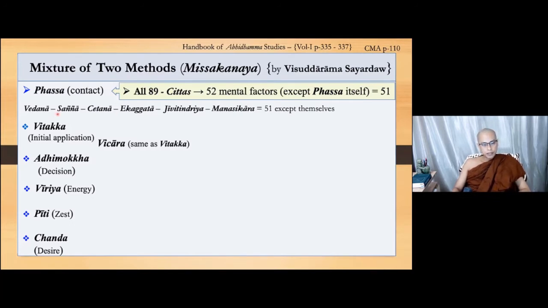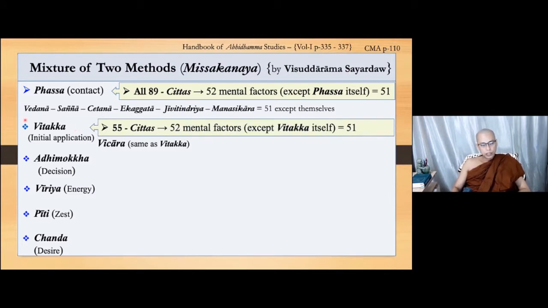Then Vedana, Sanya, Chetana, Ekaggata, Jivitindriya, Manasikara, all the other universal factors have the same method. So they can arise with 89 consciousness and 51 mental factors except themselves. So for Vedana, except Vedana, like this.